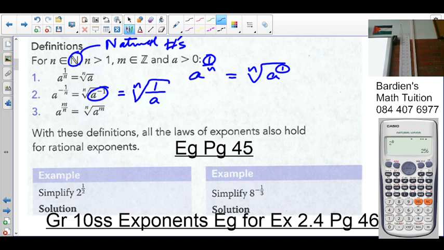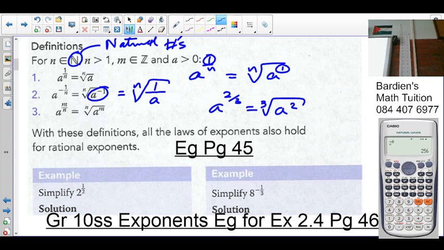People, the next one is the mth root. a to the exponent m over n can be written as the nth root of a to the m. So if here you've got a to the exponent 2 over 3, that can be written as the cube root of a squared. You all understand?